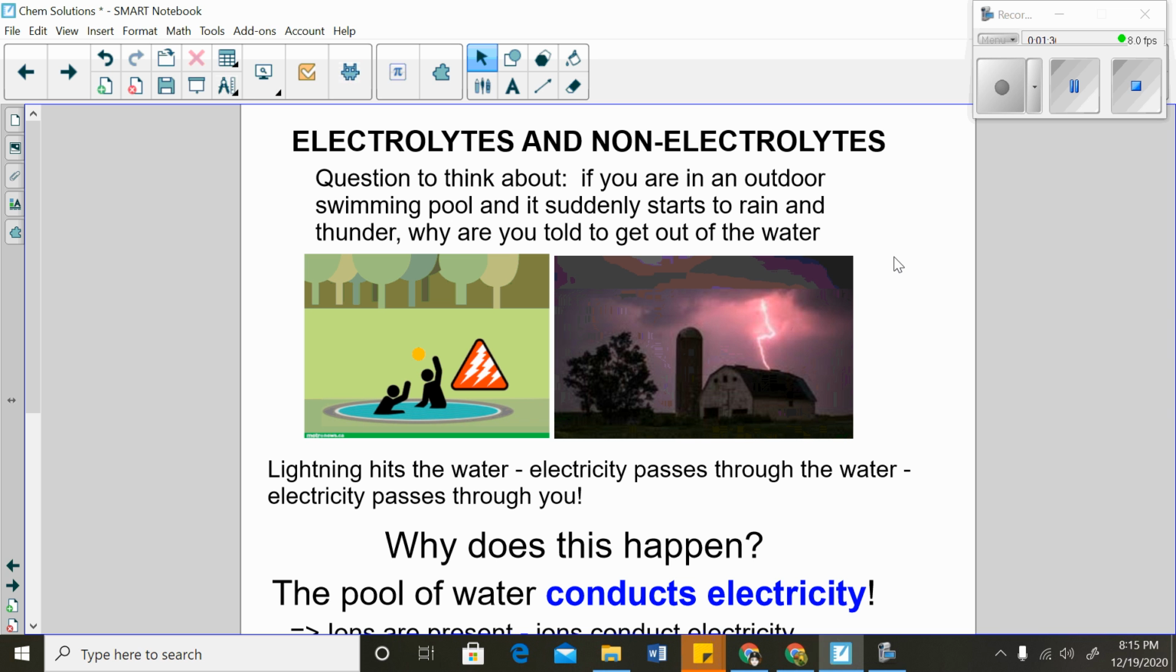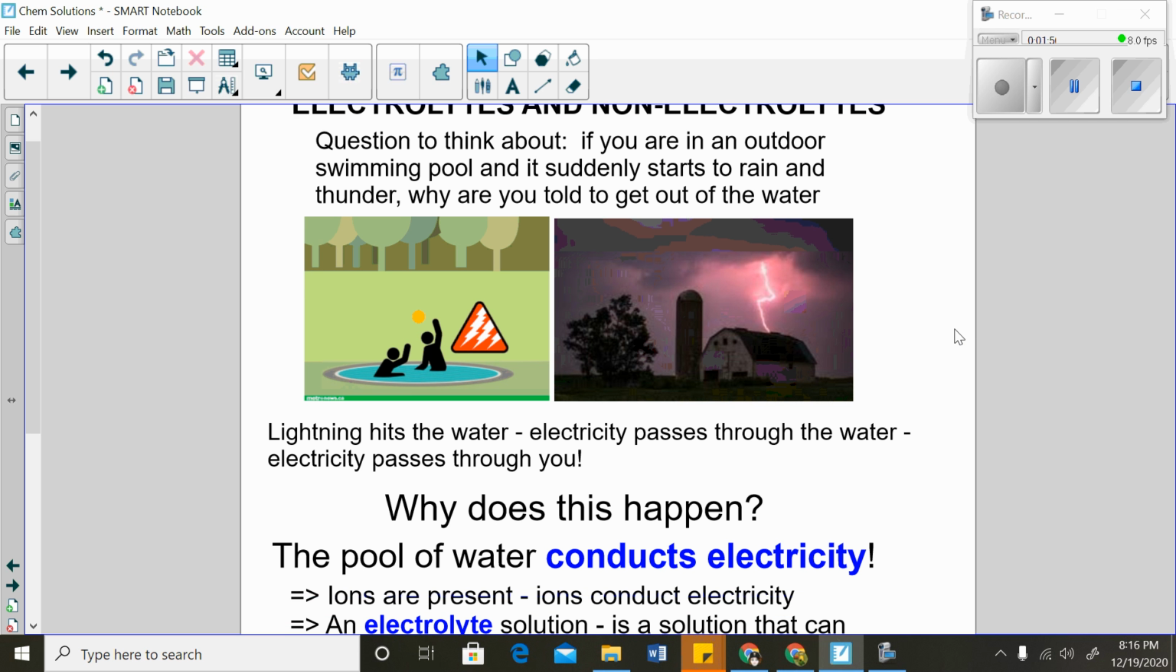All right, now the second special topic is the electrolytes versus the non-electrolytes. So here's a question to think about. If you're in an outdoor swimming pool and it suddenly starts to rain and thunder, why are you told to get out of the water? Any idea why that is? Well, if lightning hits the water, electricity passes through the water and the electricity could pass through you. That's why you might also be warned to not take a shower when there's a lightning or thunderstorm outside.